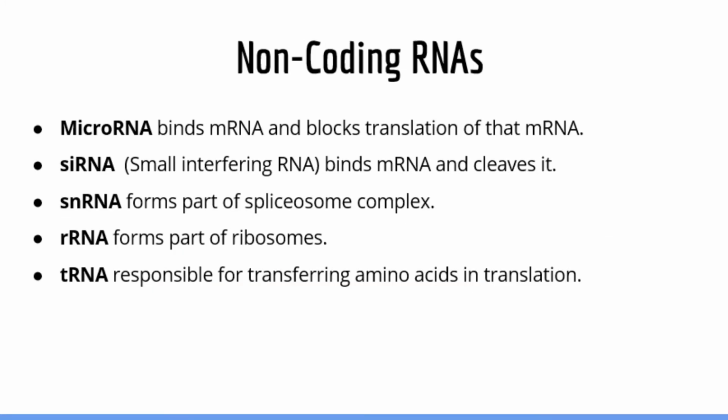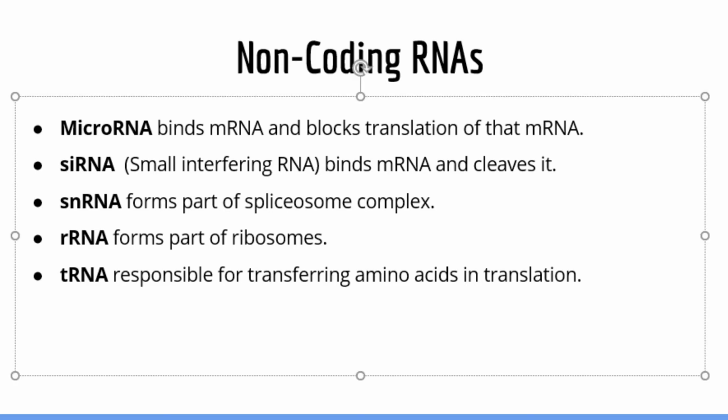So, as we mentioned before, not all RNA functions to make proteins. RNA that is not used to make proteins is called non-coding RNA. Dozens of non-coding RNAs have been described. However, you only need to be familiar with 5. Let's start with MicroRNAs. MicroRNAs bind mRNA, block translation, and increase mRNA degradation. Therefore, they function to decrease translation. We're going to take a closer look at microRNAs in the next slide.